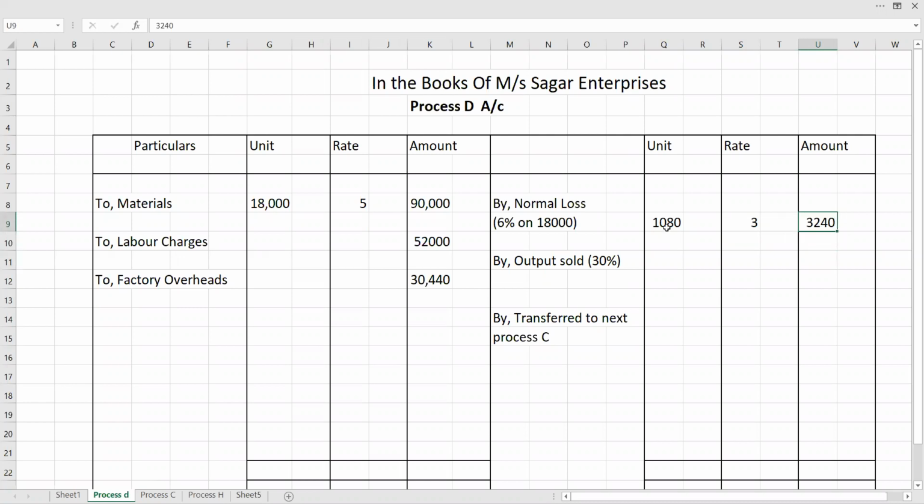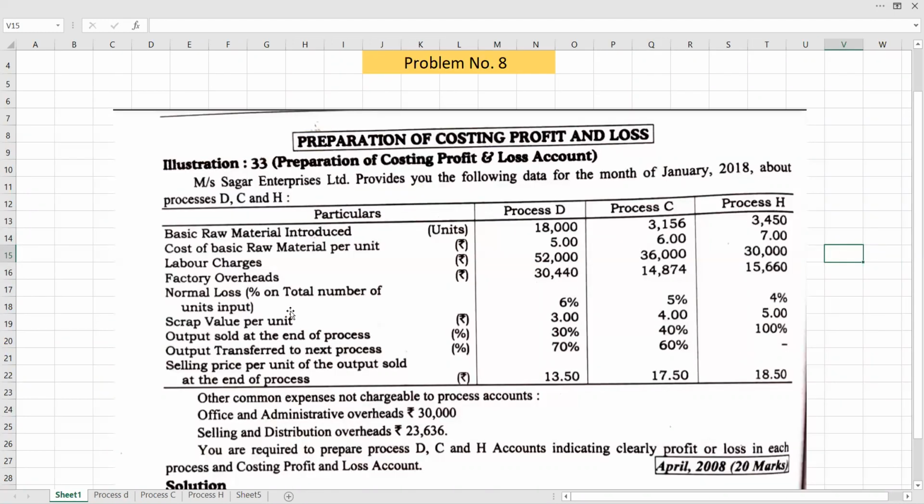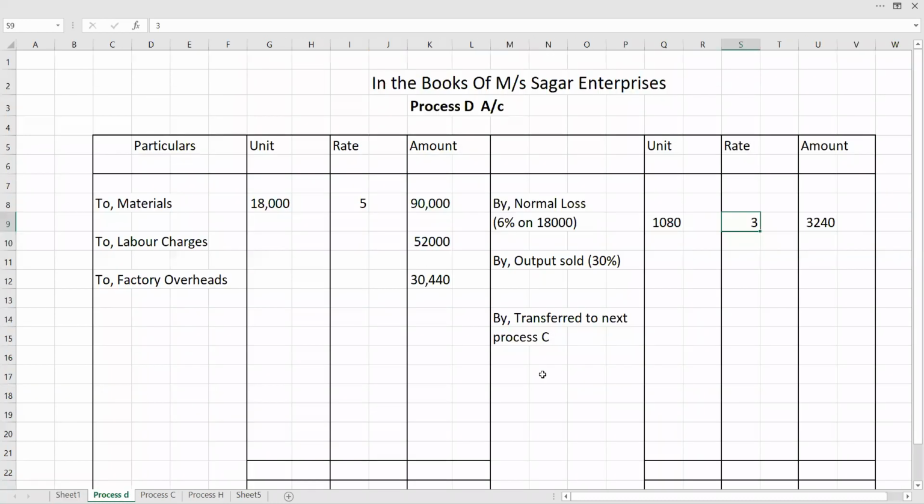ही अमाऊंट कशी आली तर इथे आपण जे पर्सेंटेज कॅल्क्युलेट केले 6% ऑन 18,000. अमाऊंट इज 1,080 अँड इट शुड बी मल्टिप्लाइड टू द रेट. या अमाऊंटला रेटने मल्टिप्लाय करायचं आहे. आता हा रेट कोणता आहे तर स्क्रॅप व्हॅल्यू जी दिलेली आहे त्या स्क्रॅप व्हॅल्यूने मल्टिप्लाय करायचं आहे. सो 1,080 मल्टिप्लाइड बाय 3, then you will get this amount 3,240.